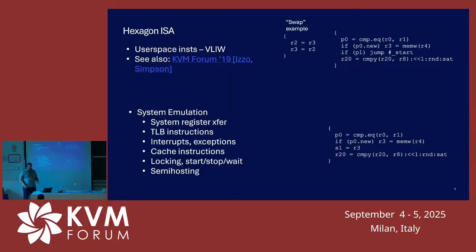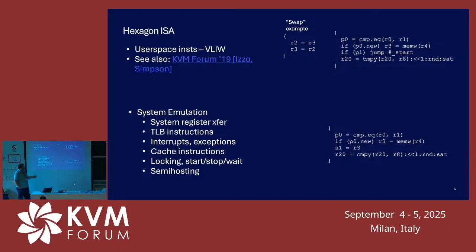Some more information about the ISA. The user space instructions are already supported by QEMU upstream. There was a previous presentation given by Taylor and Nicolo, and I've made a reference to those on the slides here from a previous KVM Forum. But for folks who haven't seen it, I've put 2 examples of some instruction packets up at the top here.